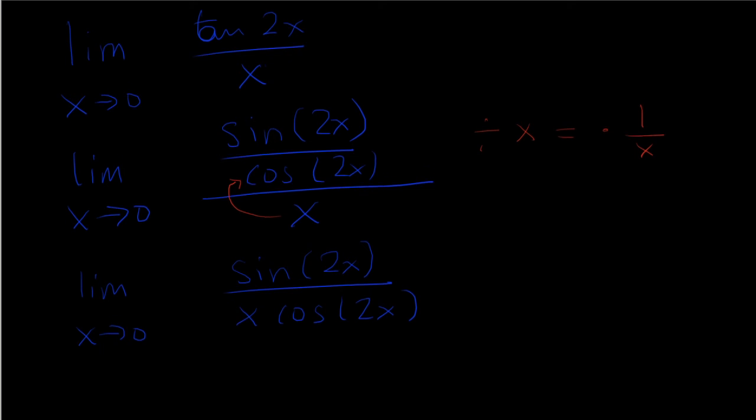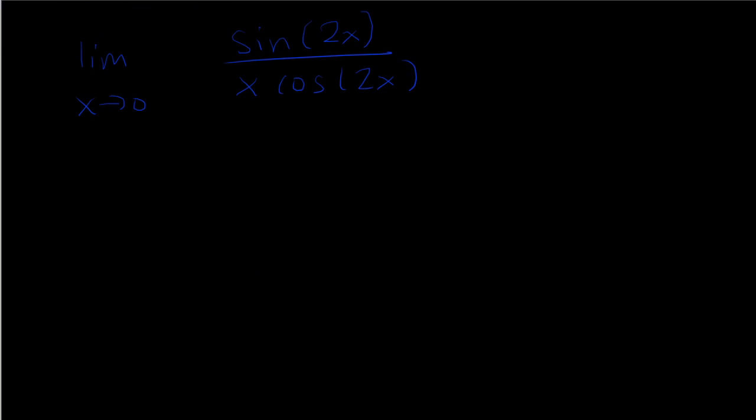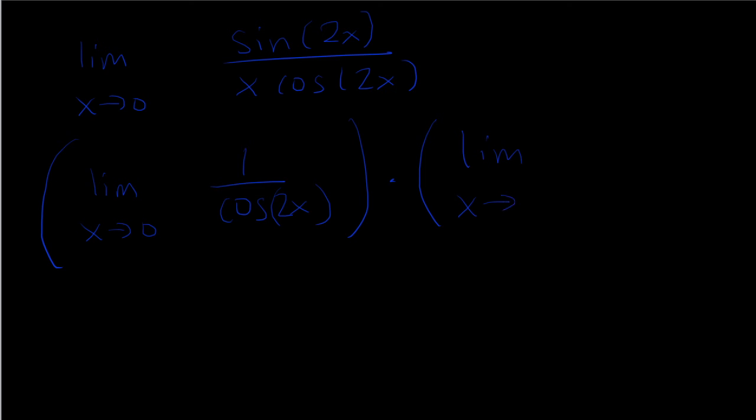And now I can break up this limit into 2. I can say limit as x approaches 0 of 1 over cosine 2x. And then I can think of it as another limit times limit as x approaches 0 of, let's see what's left. We have sine 2x over x.